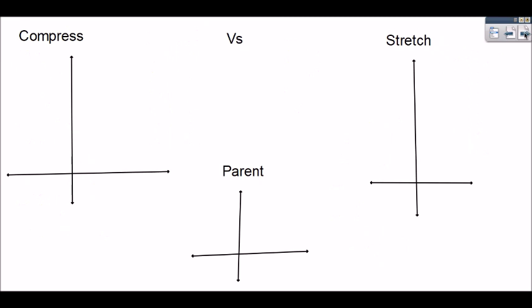So the difference between compress and stretch is dependent on the parent function. And the parent function will always be a is equal to 1. So when I said y is equal to x squared, there's an invisible 1 right here, which means I go up 1 over 1 and create my exponential in one direction. And because it's a U shape, I have to do it in the opposite direction. So up 1 over 1.